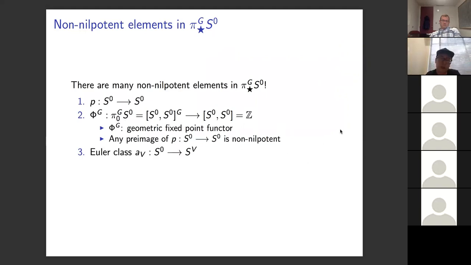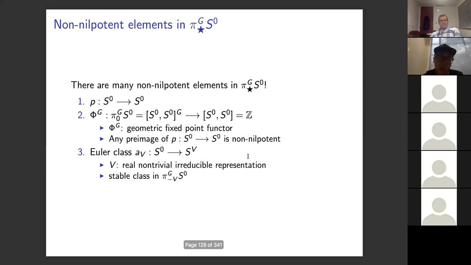Furthermore, if we take any V, which is a non-trivial irreducible representation, we have this inclusion of 0 and infinity in here. So that's the stable Euler class. It corresponds to an element in degree -V. This element, it turns out, is also non-nilpotent. All the powers of it are non-zero equivariantly. You can detect it by equivariant homology, for example. So there are many non-nilpotent elements in the RO(G)-graded stable homotopy ring.